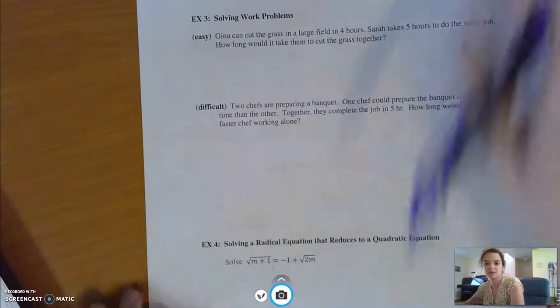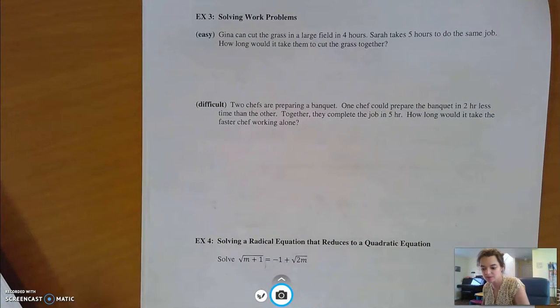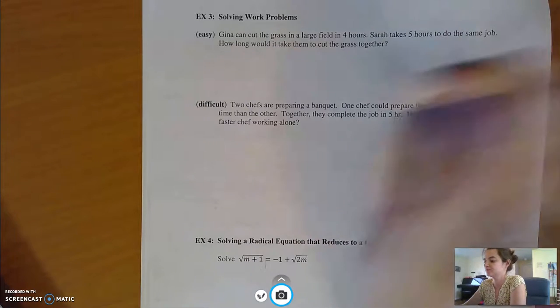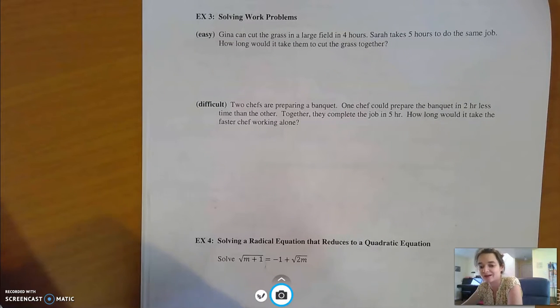Okay. Next up are work problems. And you guys might remember these from beginning algebra if you took beginning algebra. If not, it won't take long to catch up to speed, okay? So work problems, basically work equals your rate times time again, okay? So let's start with an easier problem and then we'll move on to a more difficult one.